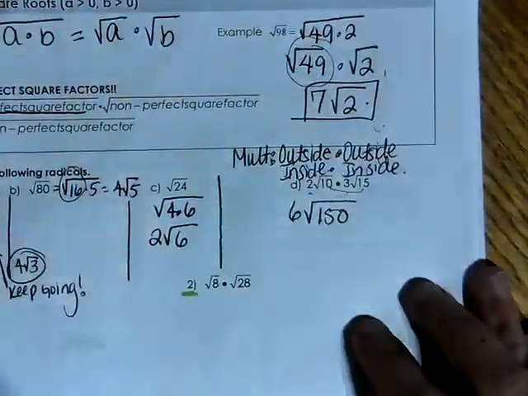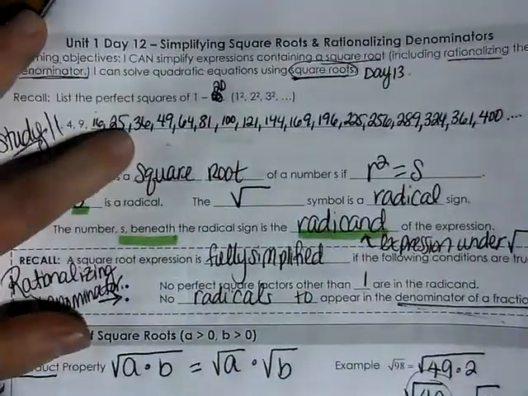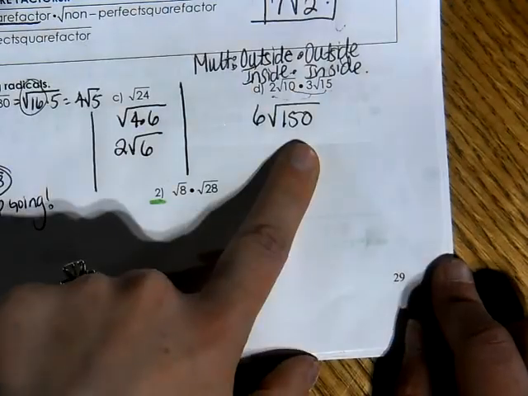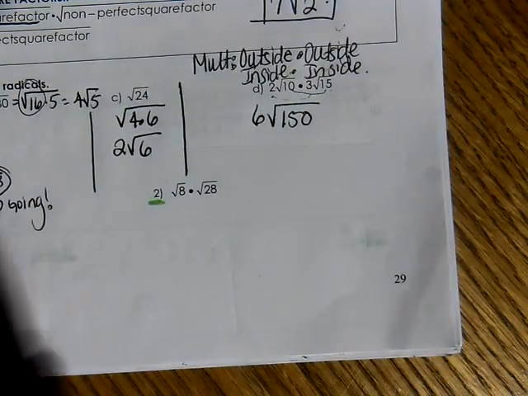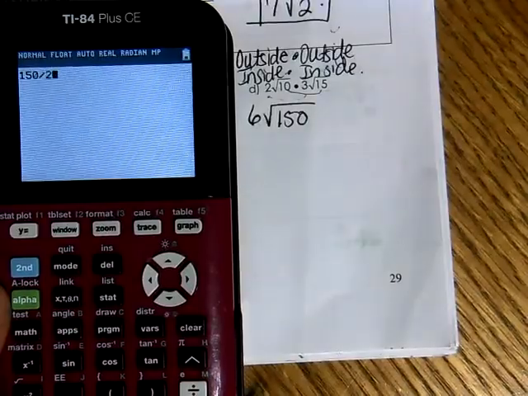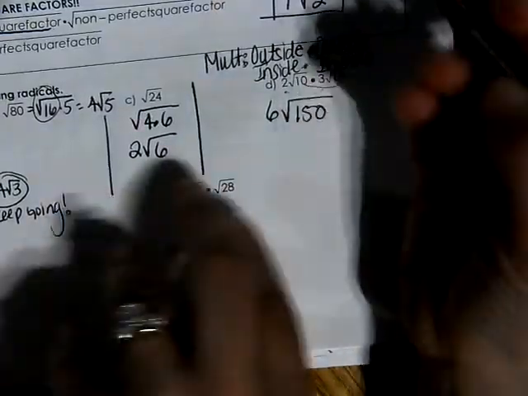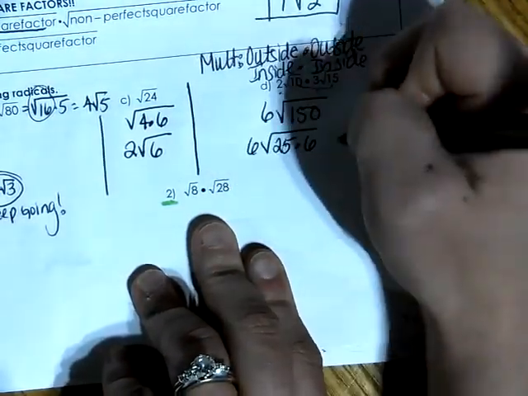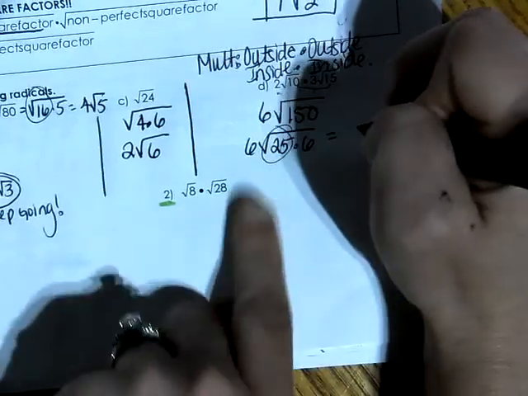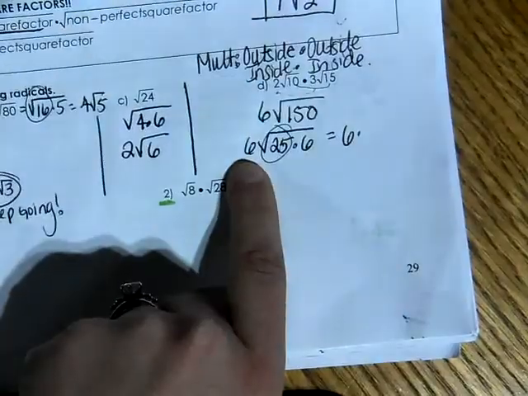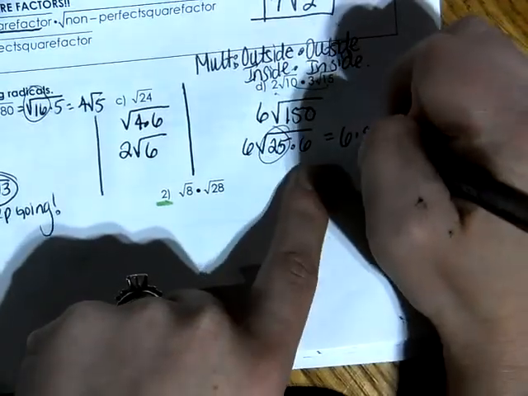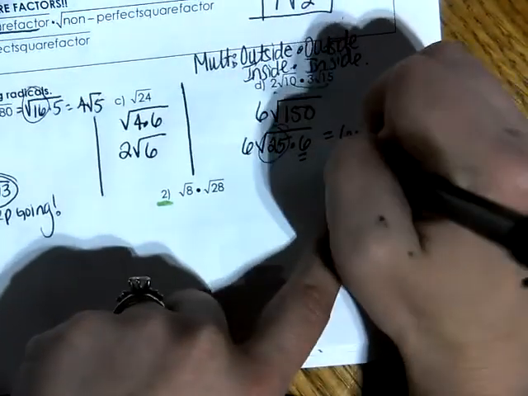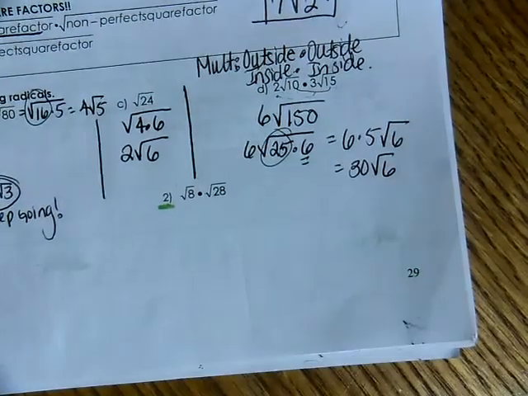So looking at 150 and our perfect square factors list, I'm leaning towards 25 as being my perfect square factor that can go into 150. And when I go 150 divided by 25, I end up with 6. So this is going to be 6 times the square root of 25 times 6. The square root of 25 is 5, so this 6 on the outside stays on the outside, but the square root of 25 is 5. The square root of 6 stays inside because it doesn't have a perfect square factor. So therefore, my answer is 30 times the square root of 6.